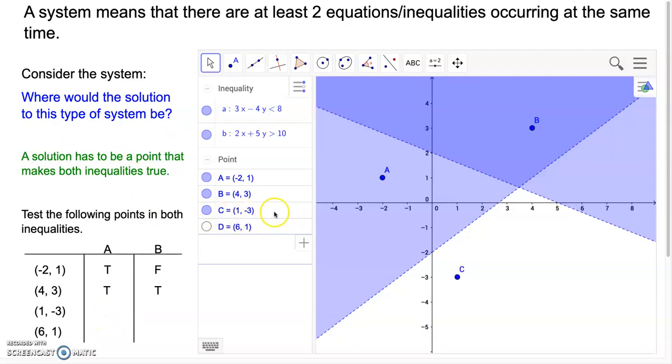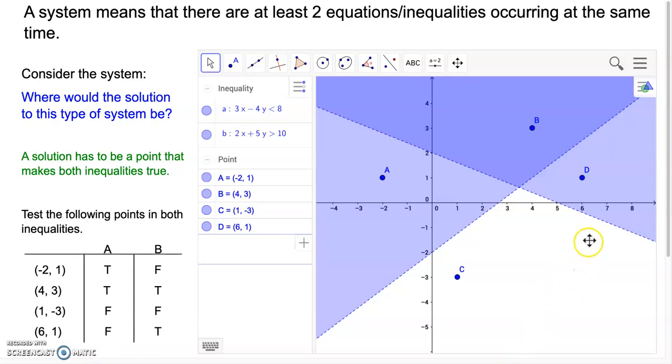For (1, -3), notice where it is on the graph. It is in neither shaded region. So if we plug that in, notice it's false for both inequalities. So it's not a solution at all. For (6, 1), we get a false statement if we plug it into inequality A, but we get a true statement for inequality B. But because it's not a true statement for both inequalities, that means (6, 1) is not a solution.